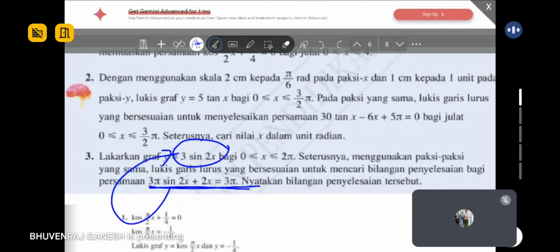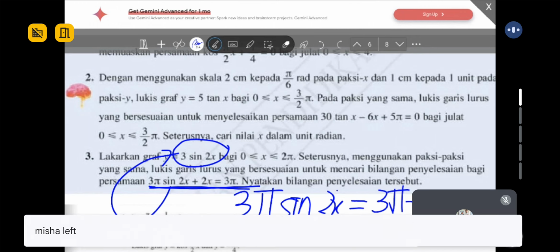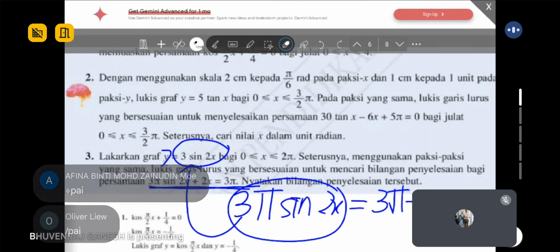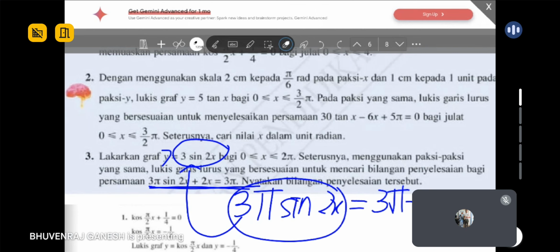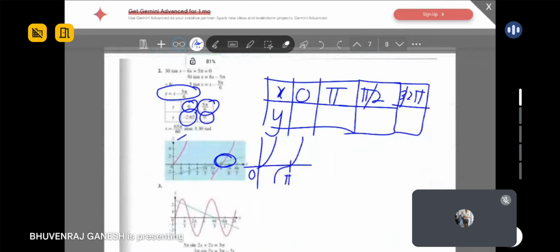So guys, this one. Okay, so first step, of course kamu akan pindah 2x ni lah. Okay, so you will get 3 pi sin 2x equal to 3 pi minus 2x. Okay, so now, macam mana tukar yang ni jadi yang ni, guys? Can you all tell me? Satu langkah saja. So what do I do over here? Sangat senang lah, guys. Macam mana tukar? So kamu akan, yes, bagi pi sajalah. Okay, you just need to divide your answer by pi. Okay, so when you divide pi, kamu akan dapat macam ni. Okay, this is your answer.